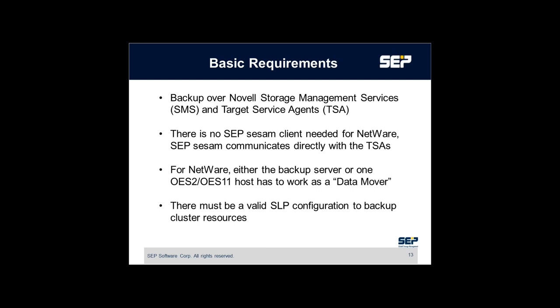So some backup requirements, which we'll get into a little bit during the demo portion also. We back up through the TSAs, and if we are backing up a NetWare system, then we would need to have what we call a data mover. That would be an OES 2 or an OES 11 that just basically serves as a proxy. For all OES backups, it's just a direct connection. We just back those up as an agent. Or if that's the main backup server, we can just back that up directly as well.